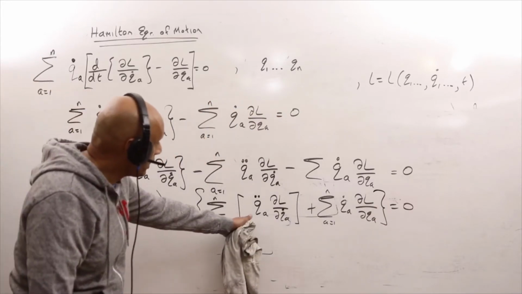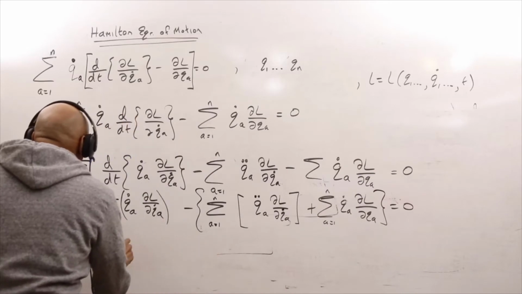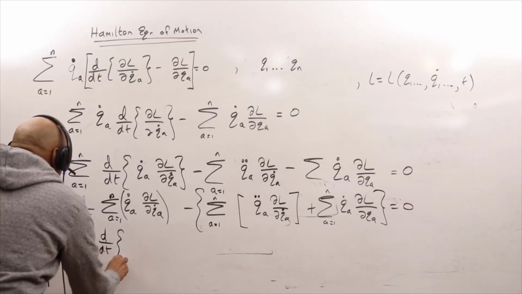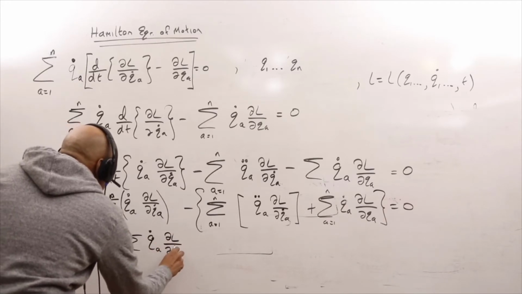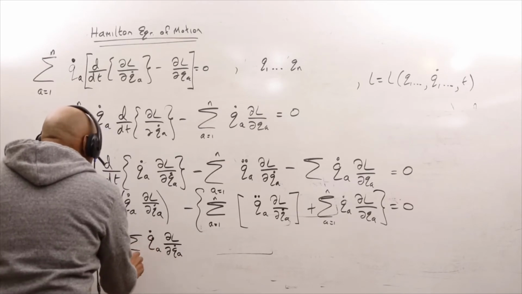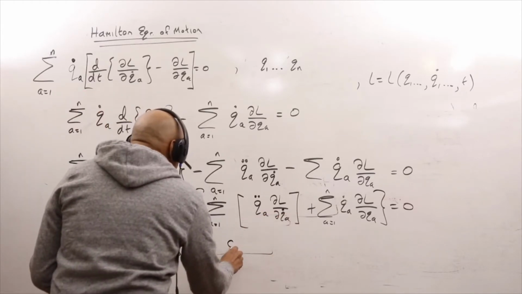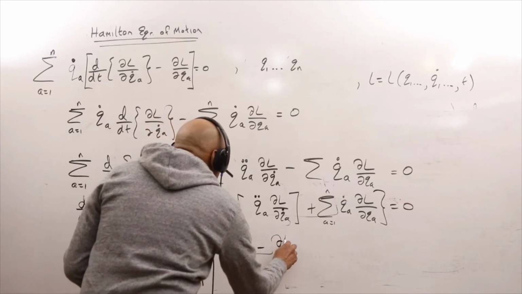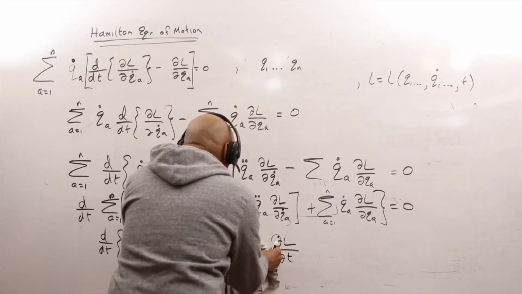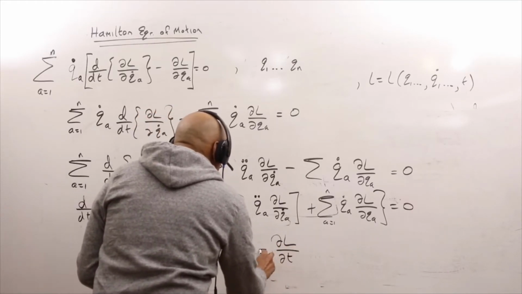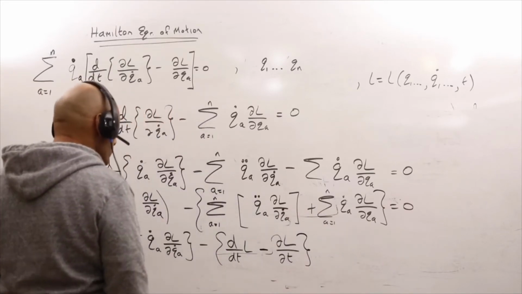And doesn't this look like a chain rule? So this is your chain rule in the coordinates Q1, Q2, but there's a t missing. So we can rewrite this by saying that this is the derivative of time of the summation of QA partial of L over Q dot A, minus, and this looks like the total derivative of time of L, minus the partial of L with respect to time. So these two terms right here, that's a chain rule. So that's equal to 0.